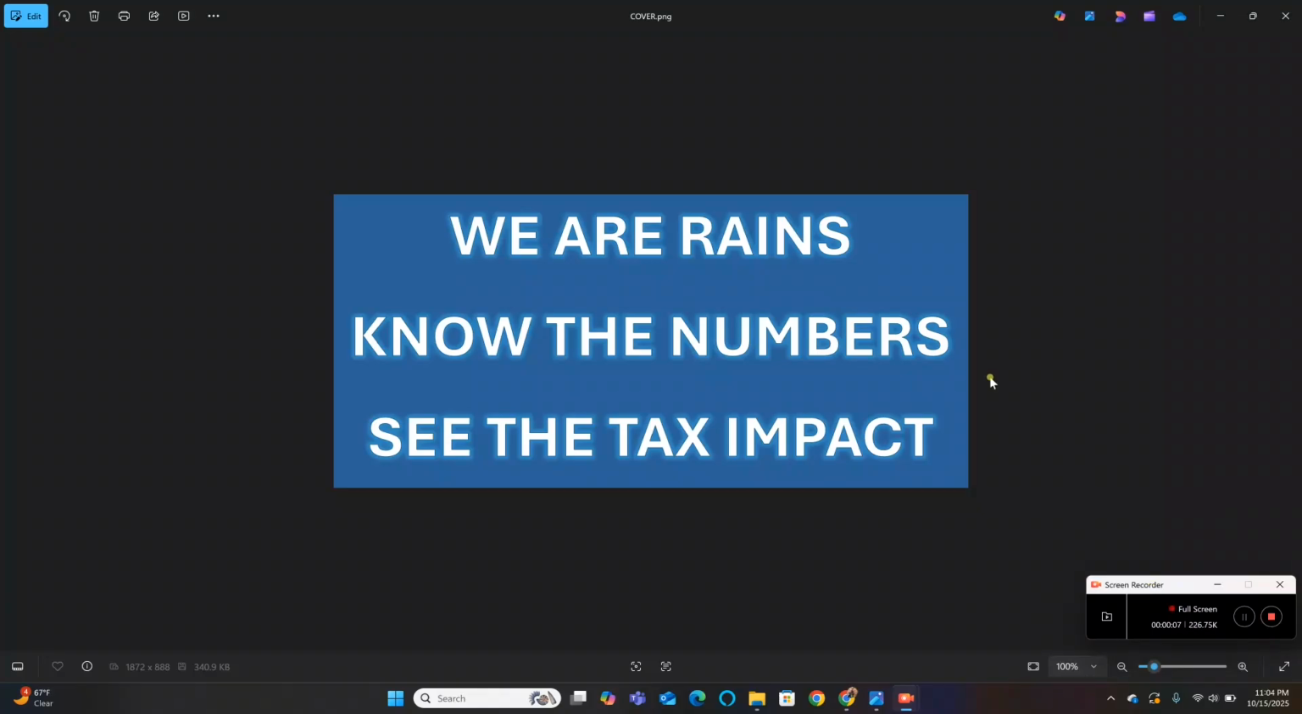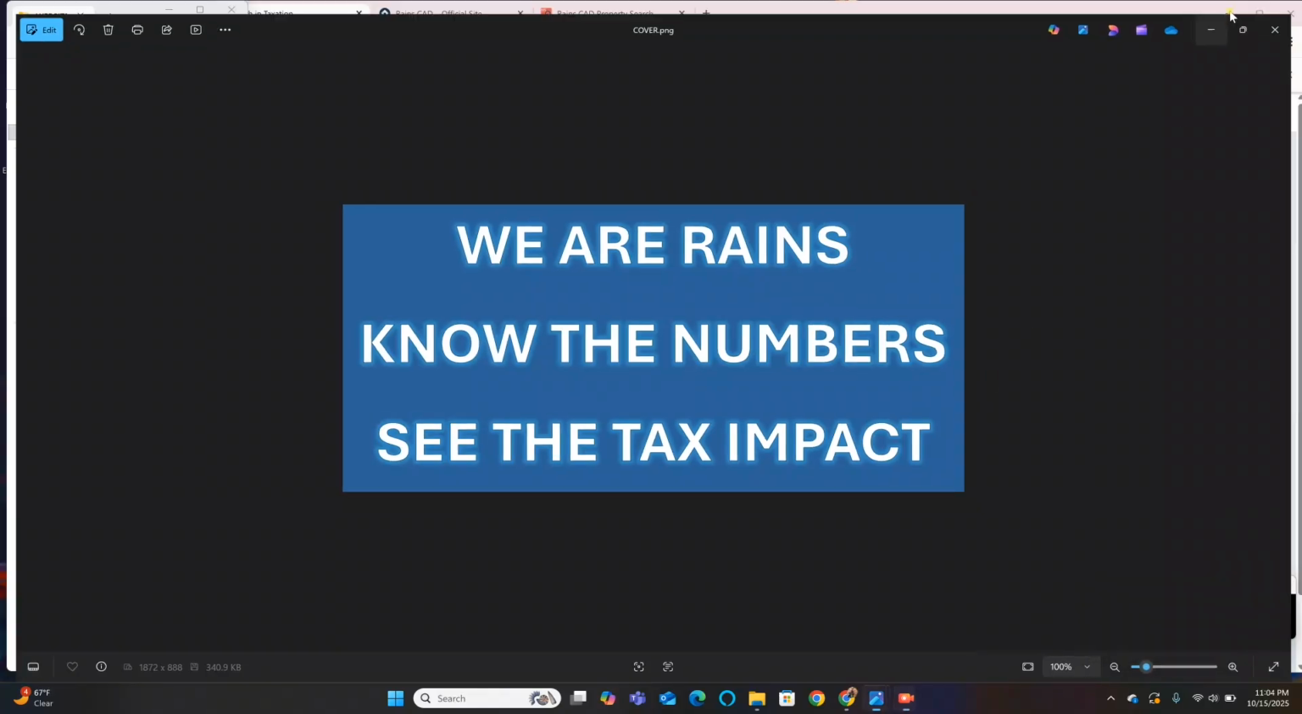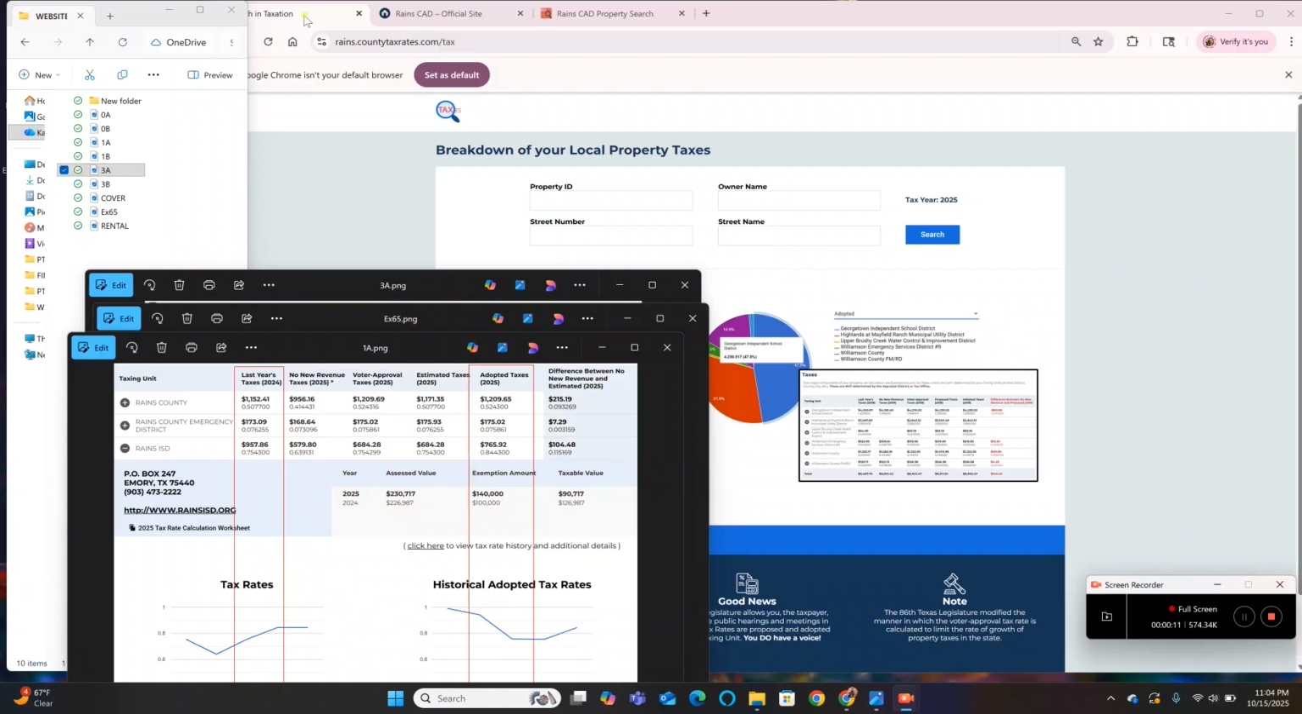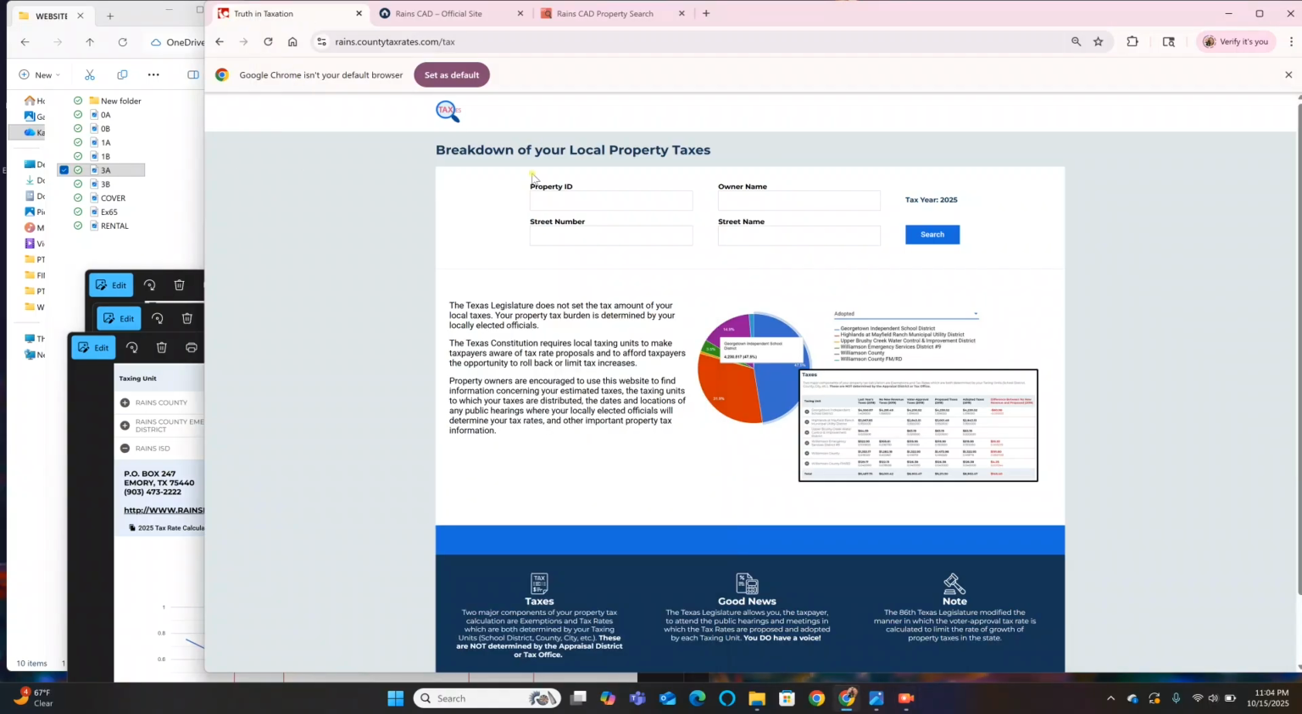We are Rains, know the numbers and see the tax impact. We feel it's extremely important for every person to learn their individual tax account. To help you do this, there are two very helpful websites.